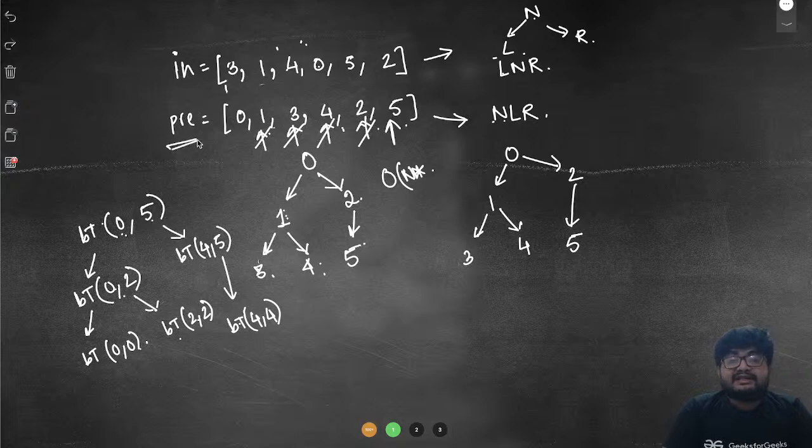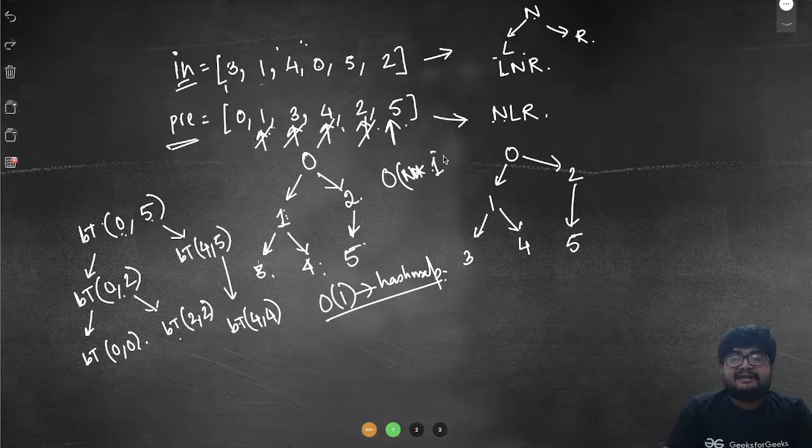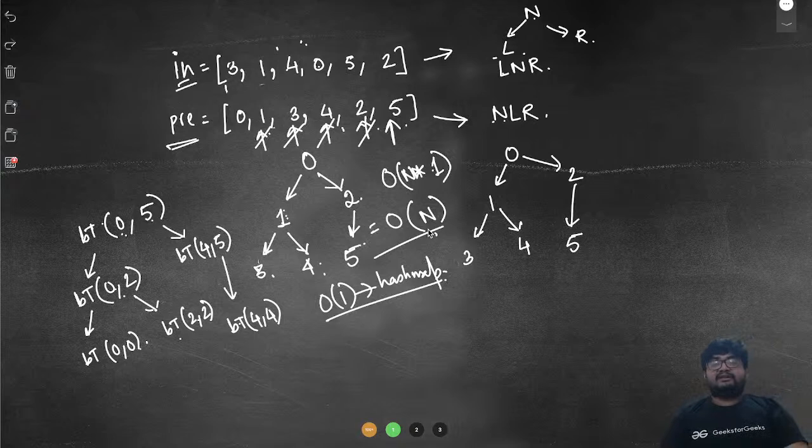So we are using this pre-order to construct the tree, and we are using this in-order to determine the left and the right subtrees. In in-order, we are searching for the given element, which index it is present at. We can do the searching in order of one time using a hash map. So it is n into 1, so that is order of n complexity. We can construct the tree from in-order and pre-order traversal in order of n.